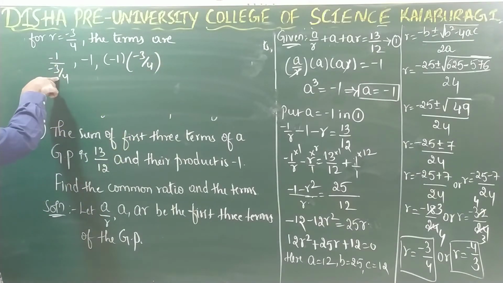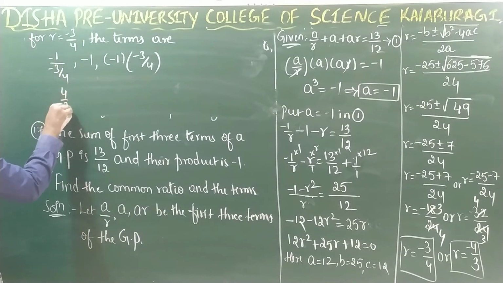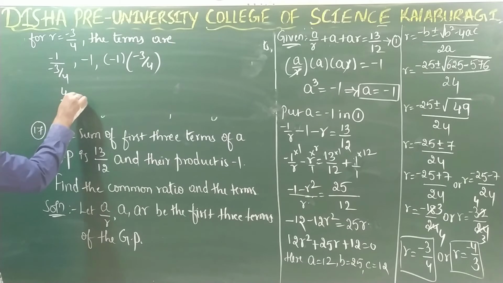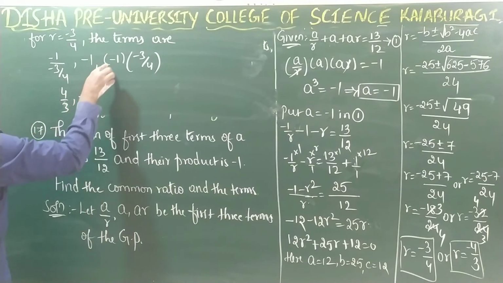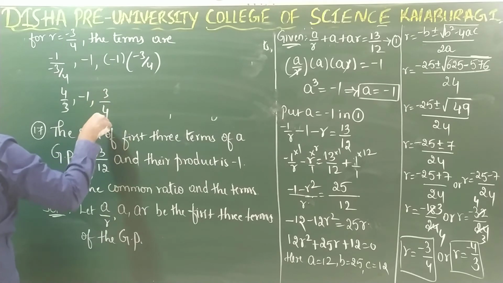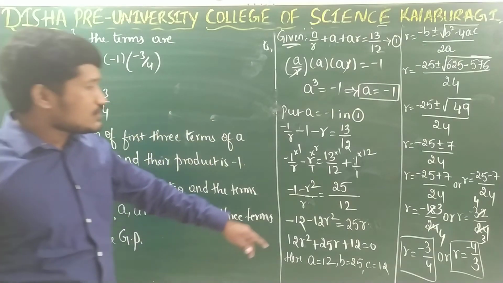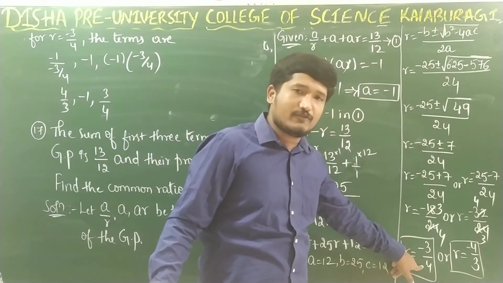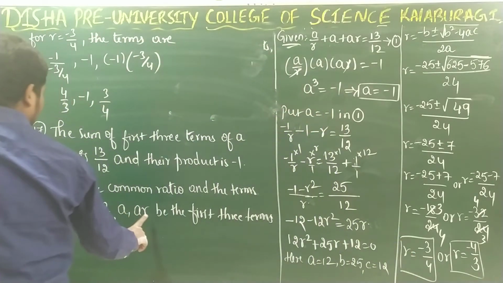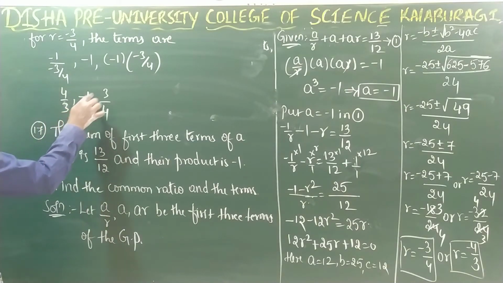In the denominator we have a fraction, so I will take the reciprocal. It will be 4 by 3. Am I right? It will be minus 1 as it is. Minus into minus is plus. So 1 into 3 by 4 is 3 by 4. So when your common ratio is minus 3 by 4, the first three terms of the GP will be 4 by 3, minus 1, 3 by 4.